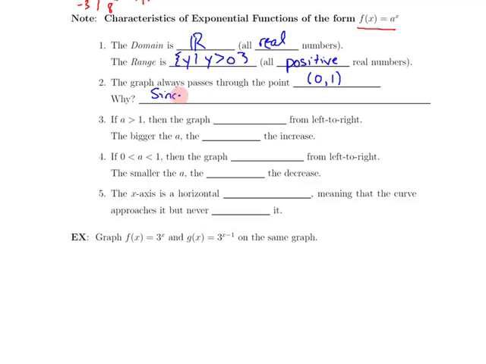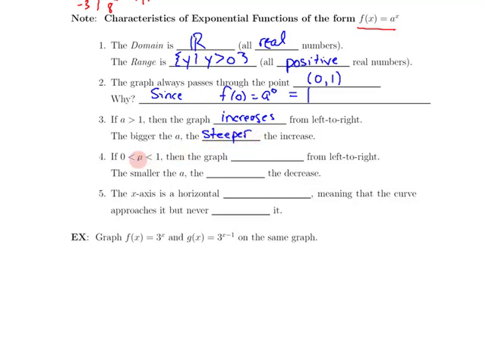Okay? Next thing I want you to notice is that all graphs of exponentials pass through the point 0, 1. This is true because f of 0, no matter what a is, is always going to be 1. The next thing is that if a is greater than 1, if your base is bigger than 1, like in our first example, 2 to the x, the graph increases from left to right, and the bigger the a, the steeper the increase.